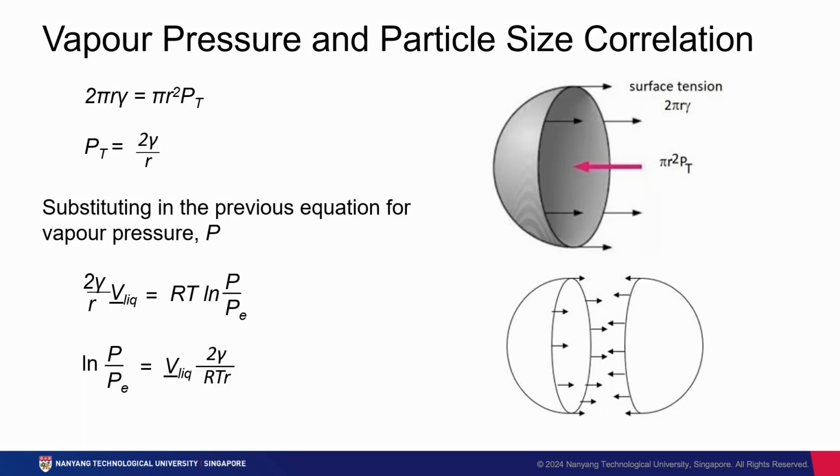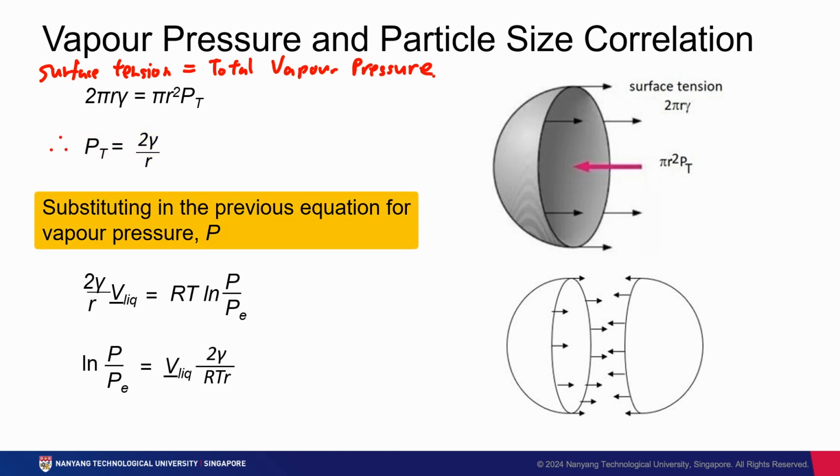So what that means is that at equilibrium, surface tension is equal to total vapor pressure. And hence, we can rewrite this equivalent expression as this equation.